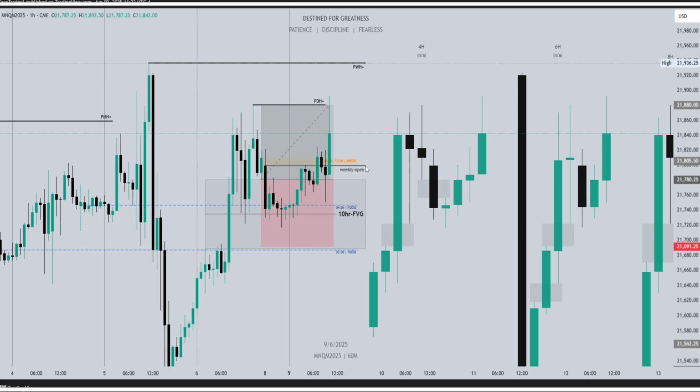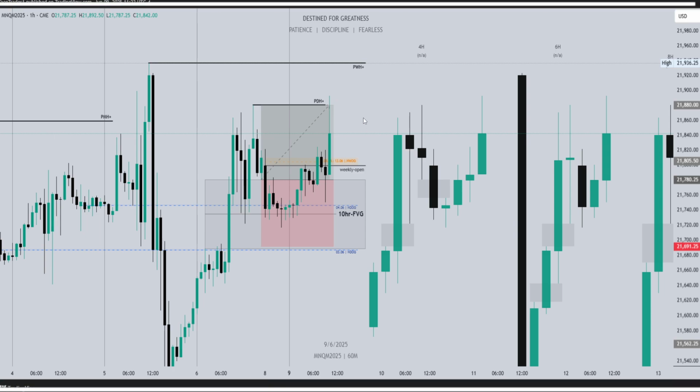We opened up here at the weekly open. I am buying below the open, and as you guys can see, here we are. So we're slowly kind of inside the 10-hour fair value gap during the Asian and London session. But as we get onto the New York AM session, we expanded towards the daily high. We take out the daily high, and this is where I actually took off profits here.